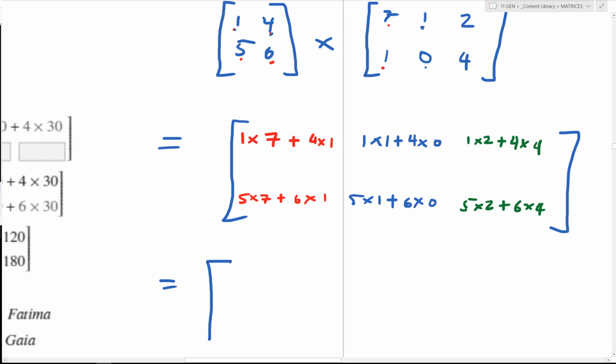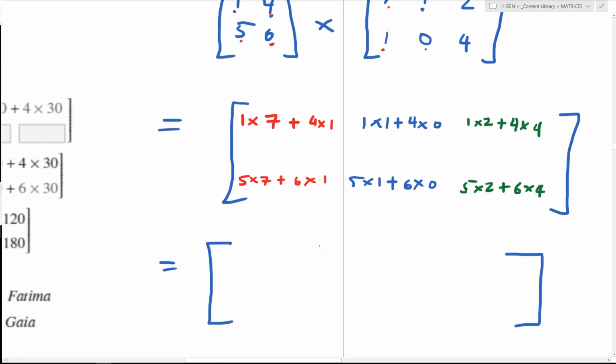Equals. So once you evaluate, let's just do it all. So 1 by 7 is 7, plus 4 by 1, which is 4. Let's just do it by row. So 1 by 1 is 1. Oops. 1 times 1 is 1, plus 4 times 0 is 0. And then 1 times 2 is 2, plus 4 by 4 is 16.